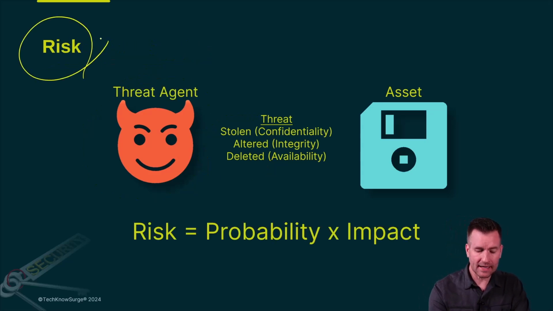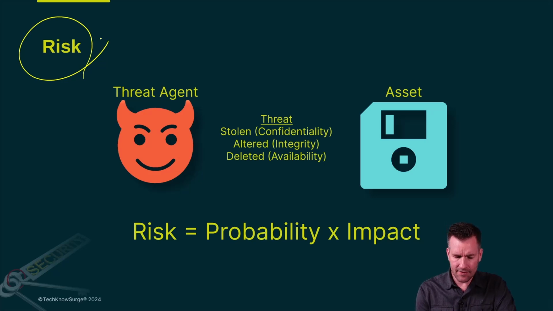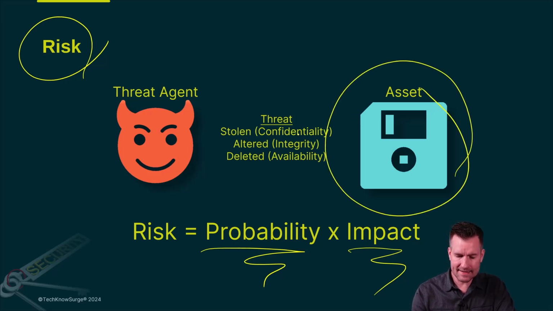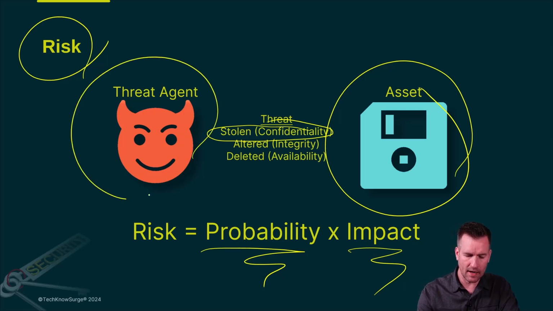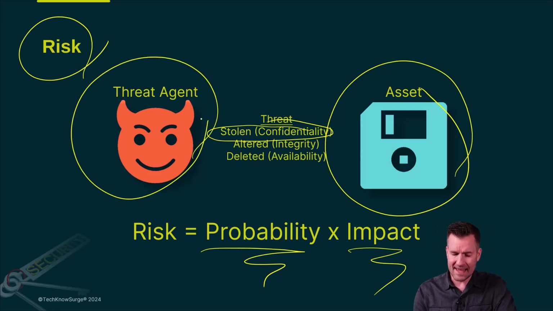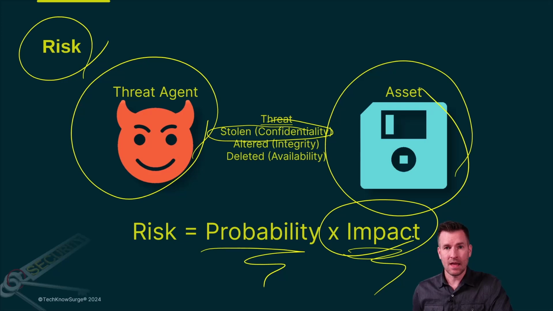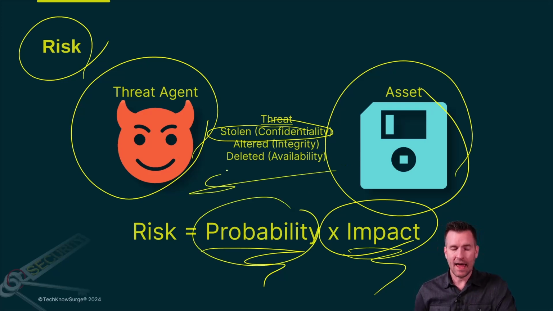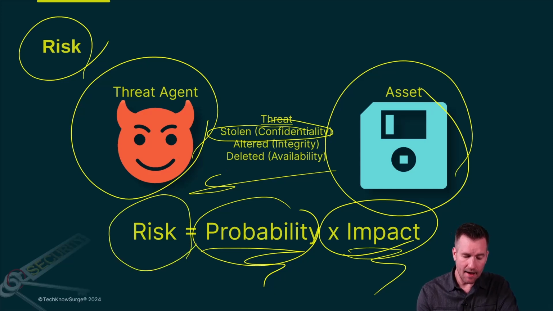Risk is a calculation of the probability something could happen times the impact. If this data were to be stolen, so a breach in confidentiality by this threat right here, first of all, what is the impact going to be to the company? Also, what is the probability that this would happen? And then that gives us a measurement of the risk that there is to the company.